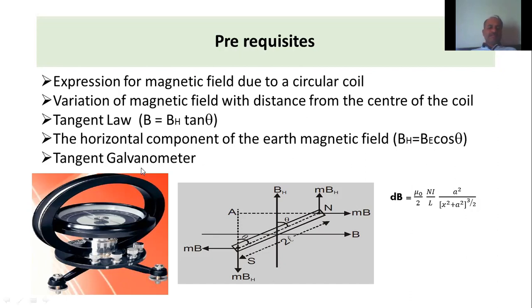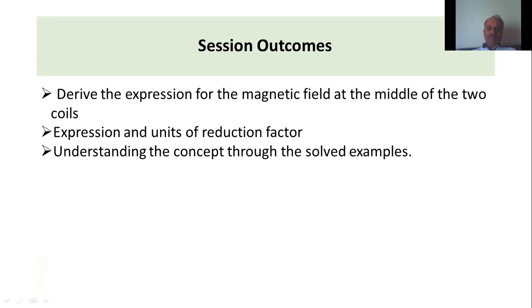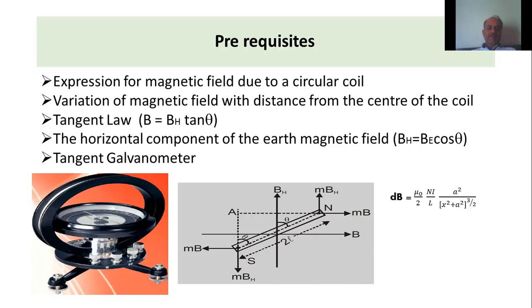And this is the tangent galvanometer. What is shown in the diagram is the tangent galvanometer. So what is the difference between Helmholtz tangent galvanometer and this tangent galvanometer? This tangent galvanometer uses only one coil, and at the center of which a magnetic compass is placed, whereas the Helmholtz tangent galvanometer uses two coils, and at the middle of those two coils a compass is kept. And this tangent galvanometer works on the principle of the tangent law.